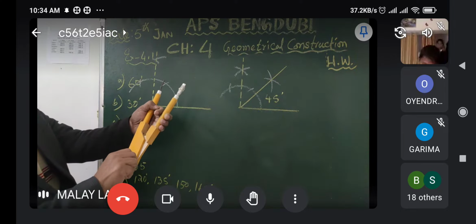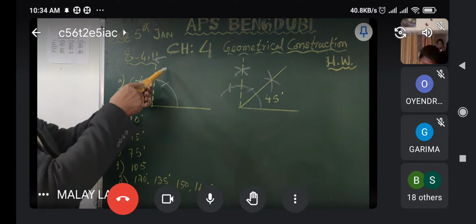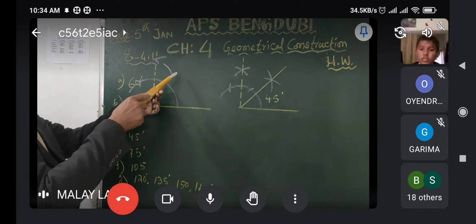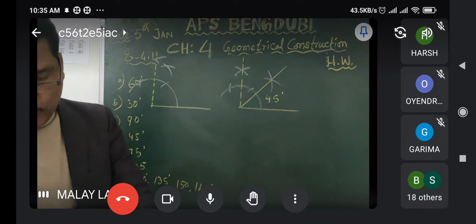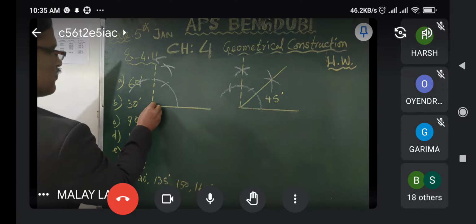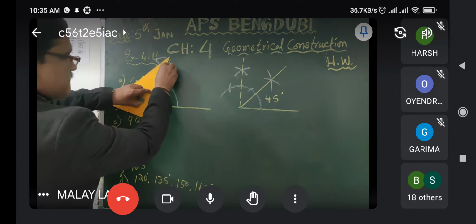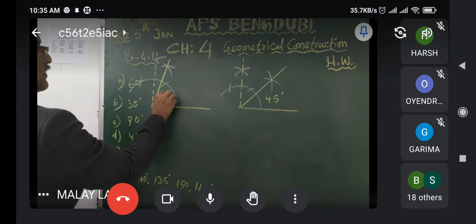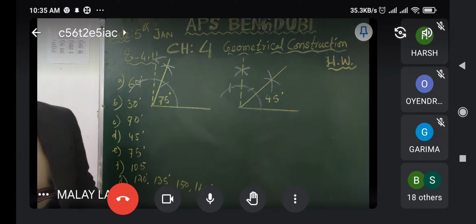So you reduce it now a little. Place at 90. Draw an arc in front of it and place at 60. Cut it. Okay, now join. This is your point. Place your protractor and join. So now this is 75. Got the idea?